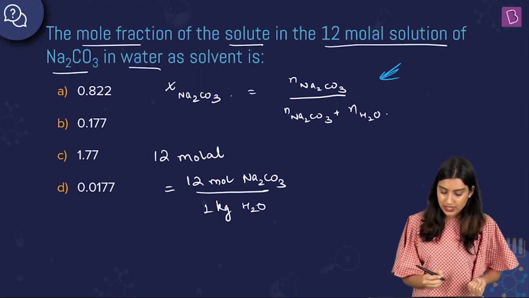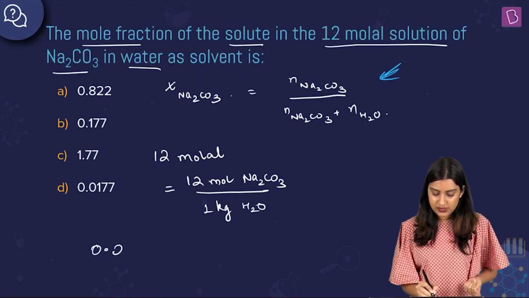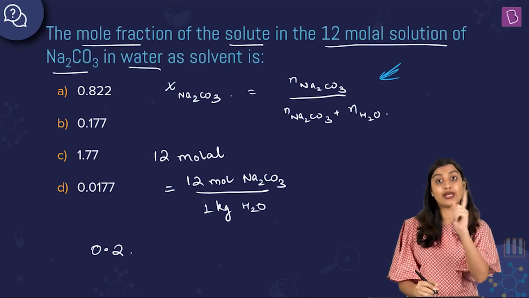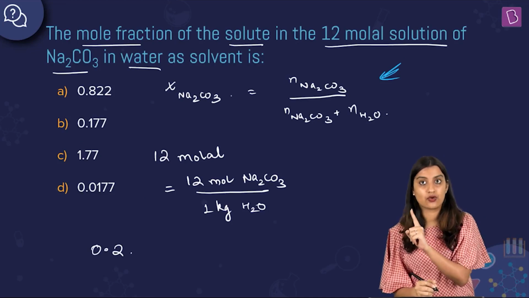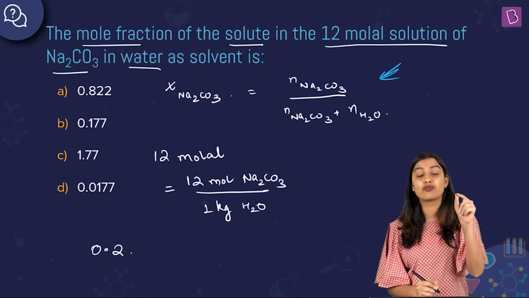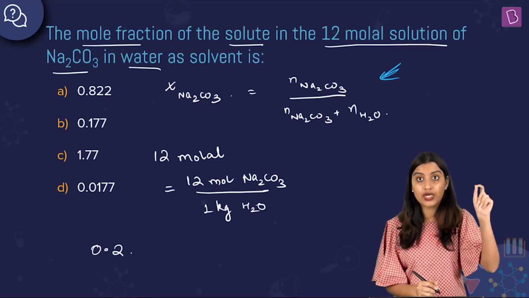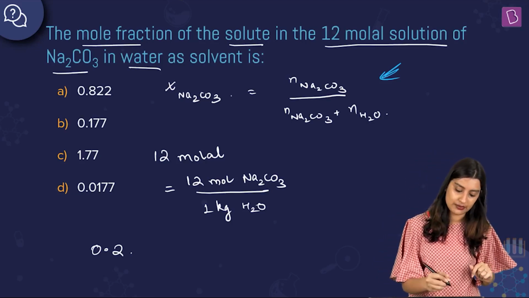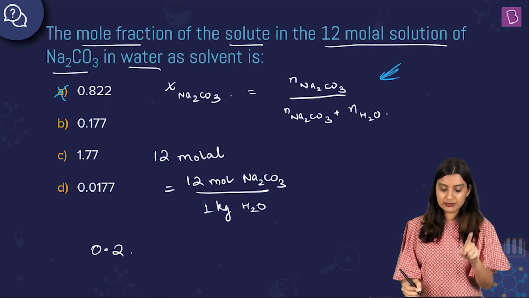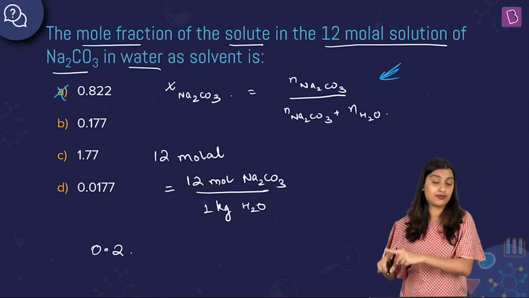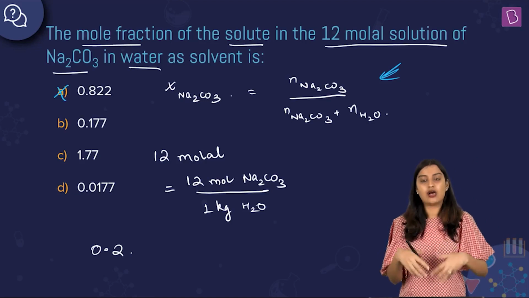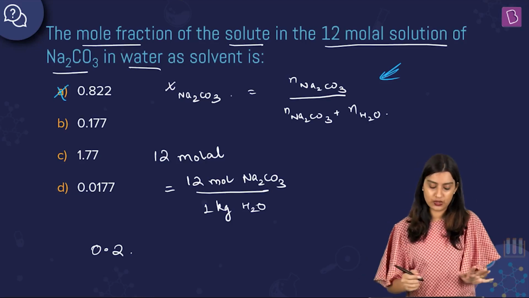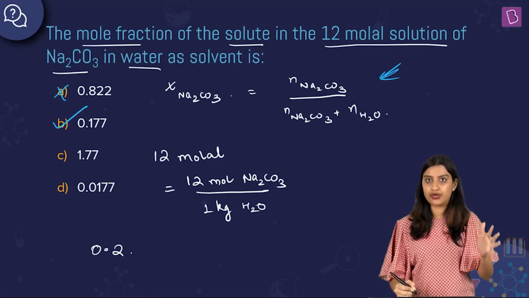Okay, so I want a value as close as possible to 0.2, and you have option A, 0.822. This is wrong. If you mark this, you're basically going for the mole fraction of water, not for the mole fraction of sodium carbonate. So option A can be eliminated. Option B is saying 0.177. 0.177 in normal circumstances, if you have to approximate it, you can comfortably approximate it to 0.2. Okay, so this is sort of what I'm going for.